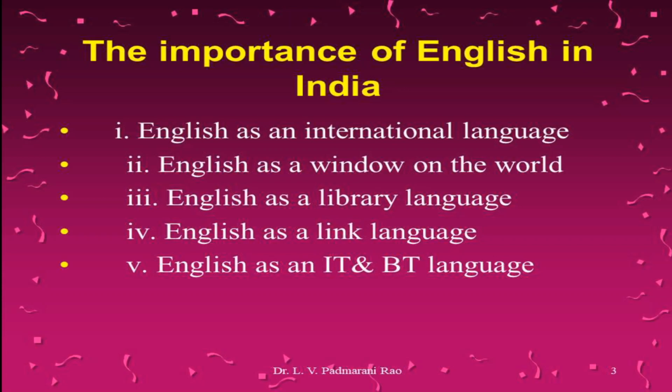Number one, English is an international language. English is the first language in UK, USA, Canada, Australia, and New Zealand. Nearly 250 million people inhabit these countries. English is a second language in India, Africa, Russia, France, and other countries. More than 100 million people in these countries speak English.